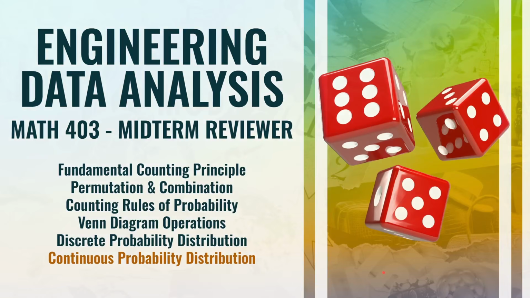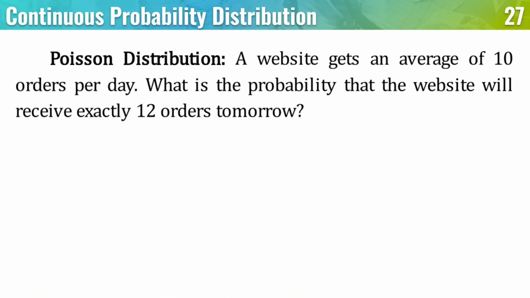Now, for our last subtopic, we have continuous probability distribution. The difference between discrete and continuous is that in discrete, we can count how many there are. In continuous, we are focusing more on the percentages. So the percentages give us an idea of how many there are, but it doesn't tell us exactly how many there are. So let's proceed with the Poisson distribution.